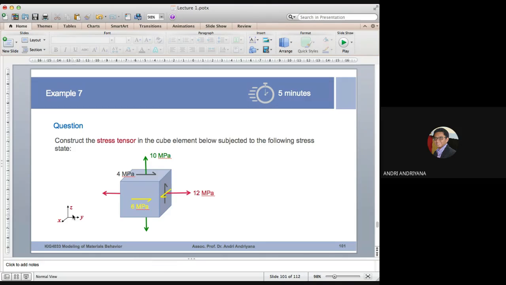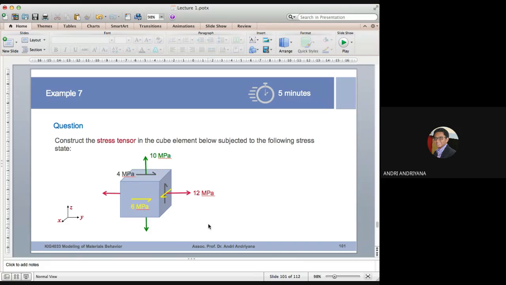You need to write the stress state in the form of a 3-by-3 matrix with respect to the x, y, z coordinate system. So there are stresses; the green one here is obviously a normal stress, 10 megapascal. You have another normal stress here in red, 12 megapascal. And then you have some shear stresses. The black one here is 4 megapascal, and the yellow one is 6 megapascal.